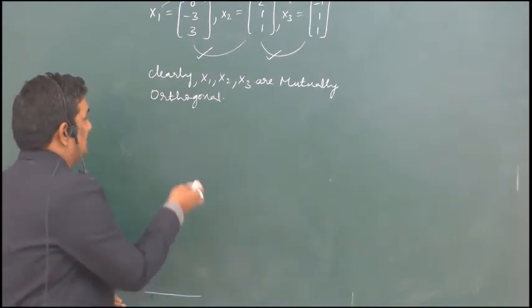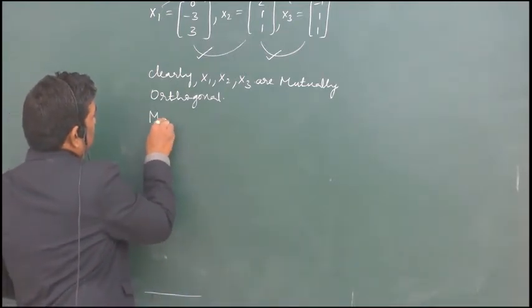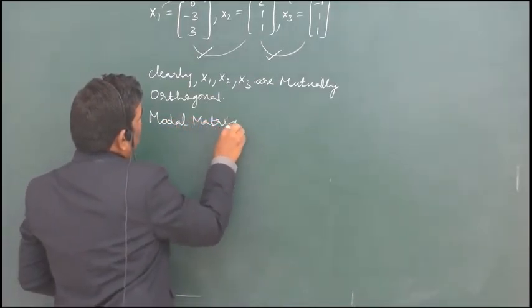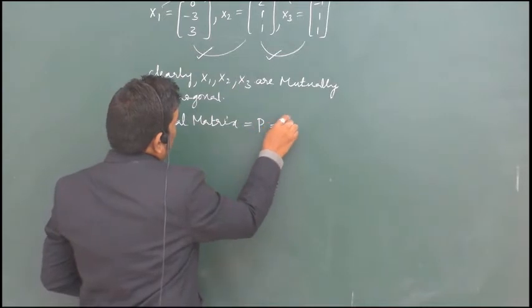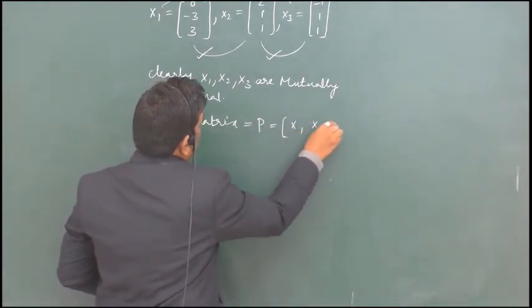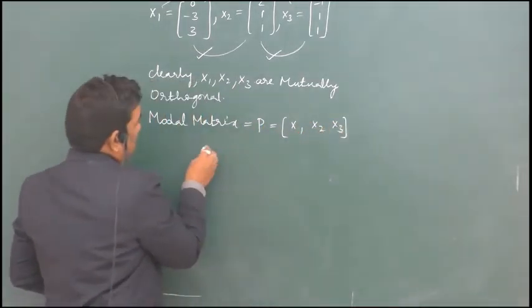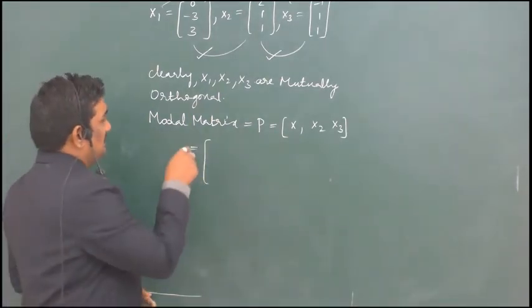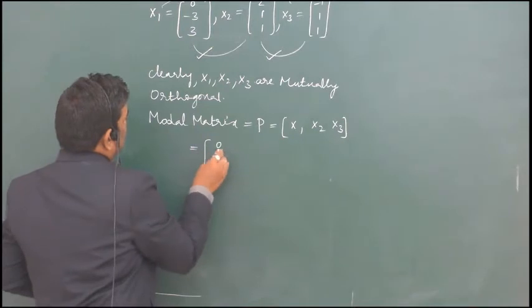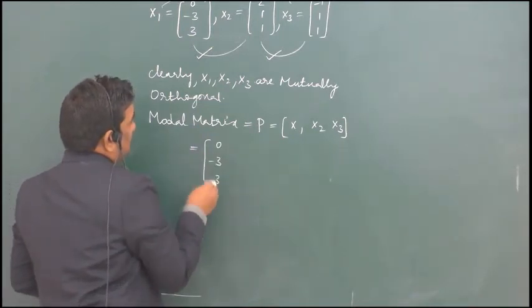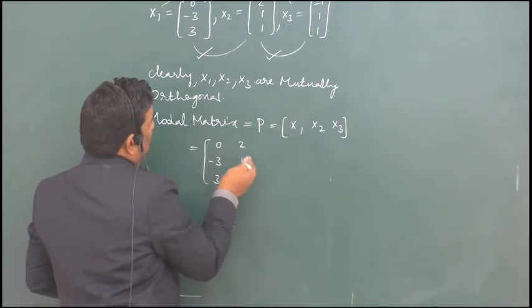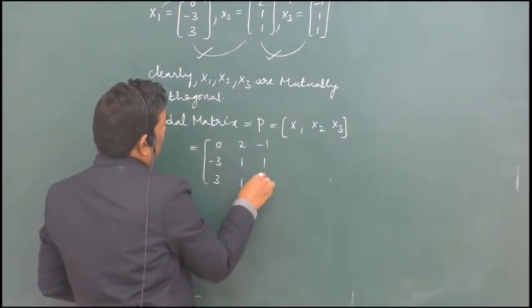Now let us form the model matrix. Model matrix, let us denote it by P. It will be x1, x2, x3. Okay, it is equal to x1. x1 means the first eigenvector, placed along the first column: 0, minus 3, 3. Then x2, the second eigenvector: 2, 1, 1. x3 is minus 1, 1, 1.